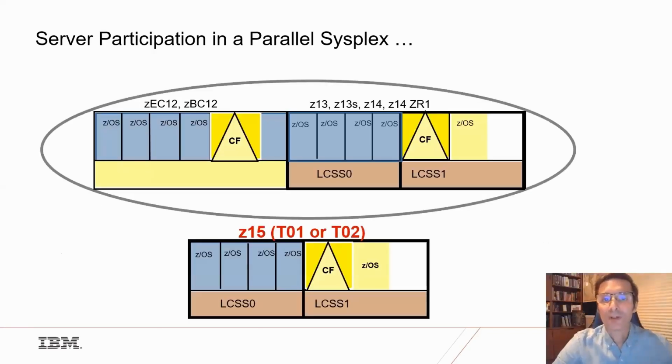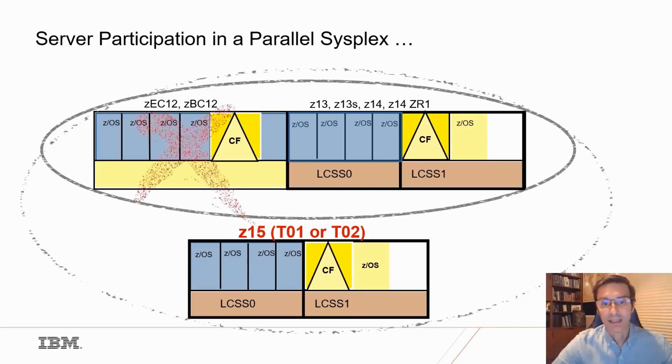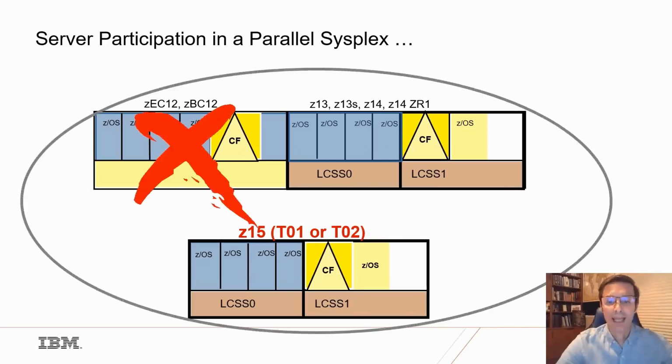So this is a pictorial diagram of what we just talked about on the prior slide. We may have a Z12, Z13, and Z14 in a current Sysplex today. However, when we want to bring a Z15 into the mix, the zEC12 or zBC12 CEC will not be allowed to be in that Sysplex. So if you have a Z12 of any flavor inside of your Sysplex, it will need to be removed if you want to bring a Z15 into that Sysplex.